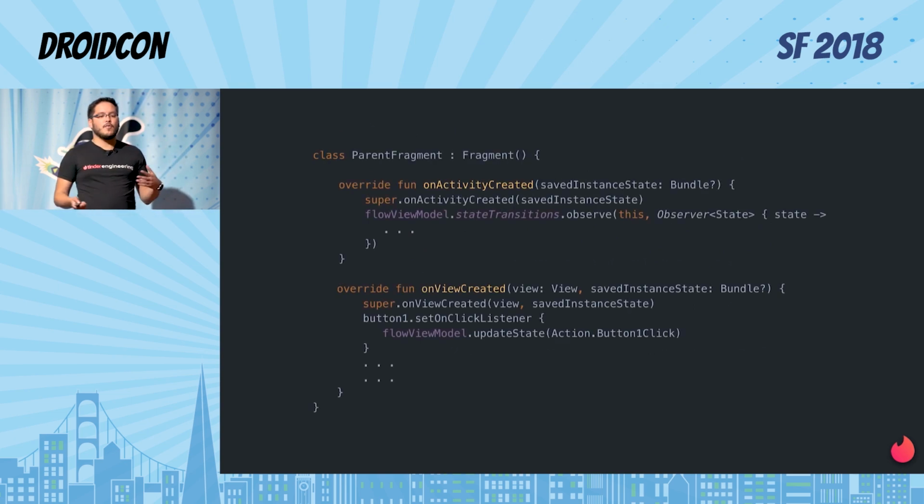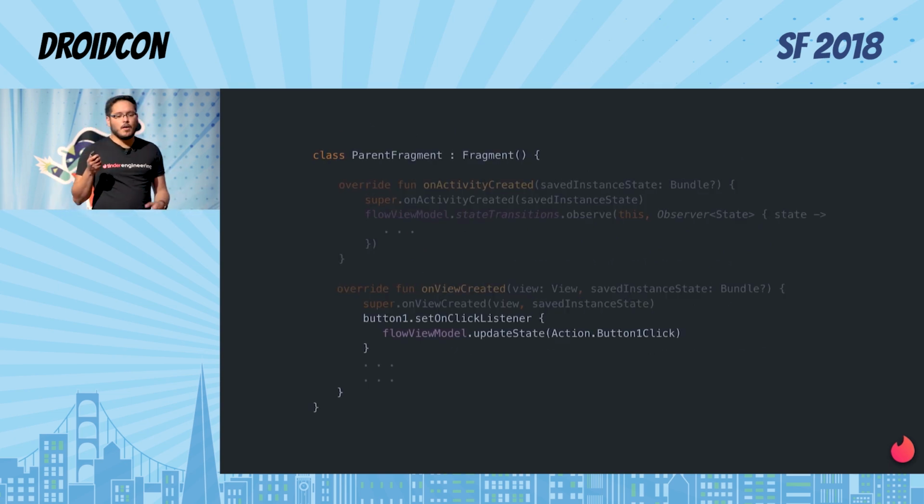Another example here is how we can update the state. We have right here a button that has a click listener, and then right there we can just pass a flow view model, and we can call update state. We'll pass that button click, and then at that moment we'll consume that action, and by consuming that action, we're returning a new state.